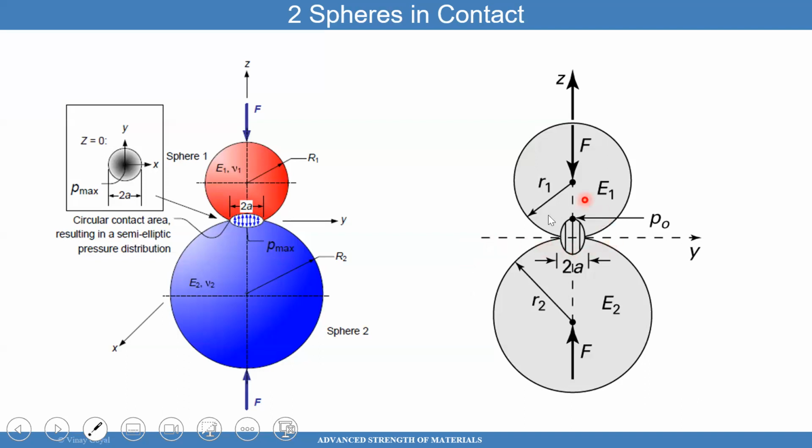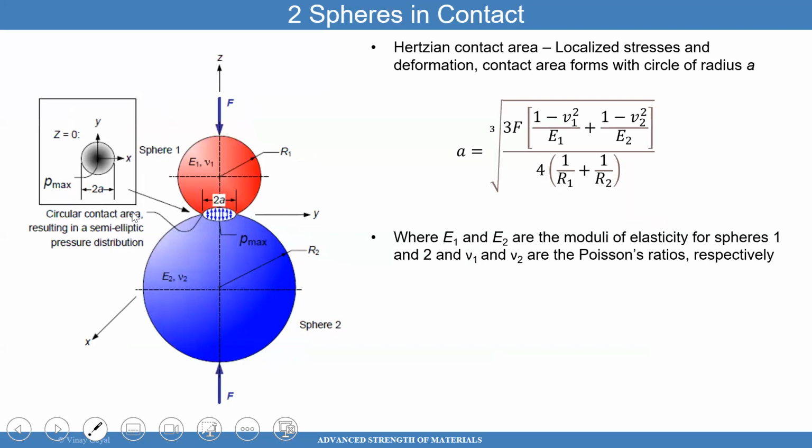In this scenario, you'll develop a contact pressure as well. So there will be an average contact pressure across that area where things are in contact. The first thing I want to point out is the solution provided for the Hertzian contact area. You can see here, that's the contact area. The radius a is provided for that circular contact area, the radius of the circle where things are in contact.